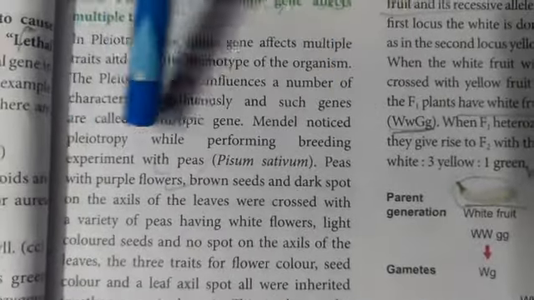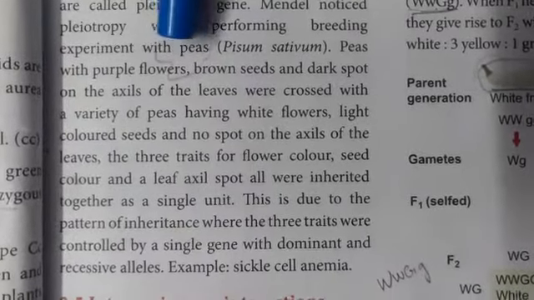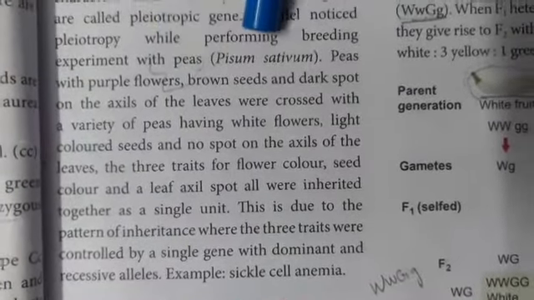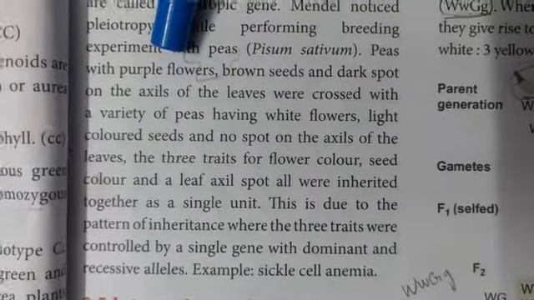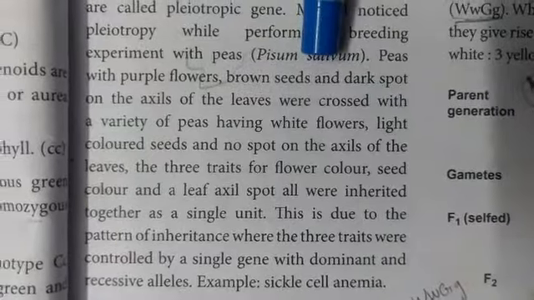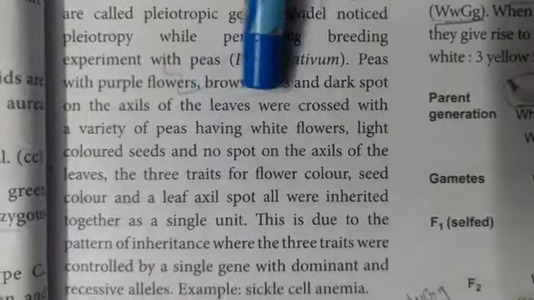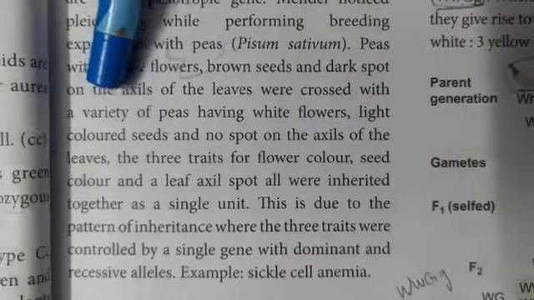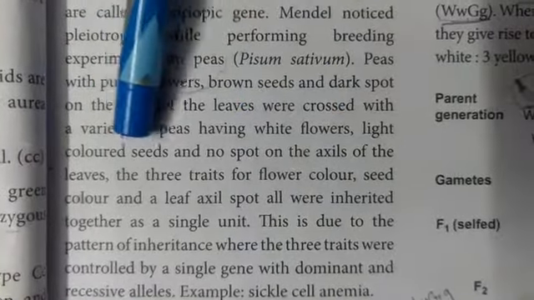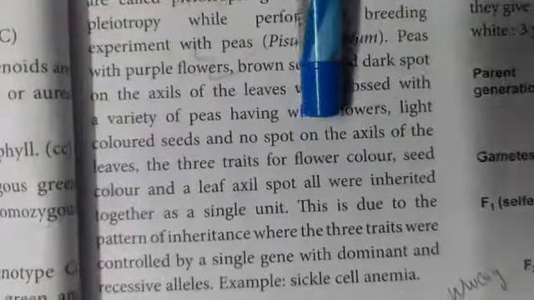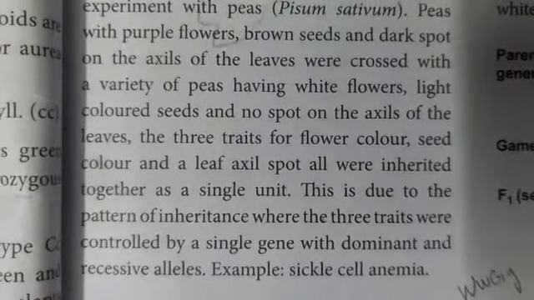Mendel noted pleiotropic genes while performing breeding experiments with the garden pea plant, Pisum sativum. The pea plants with purple flowers, brown seeds and a dark spot in the axils of the leaves were crossed with pea plants having white flowers, light color seeds, and no spots in the axils of the leaves.